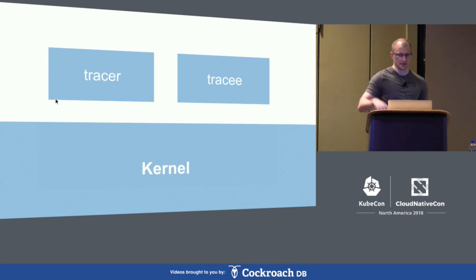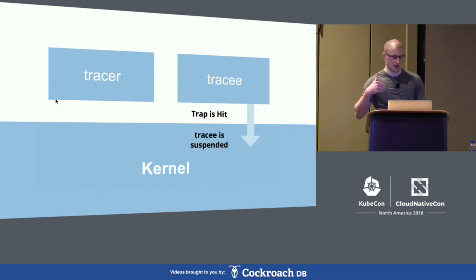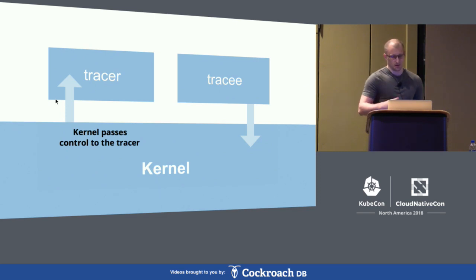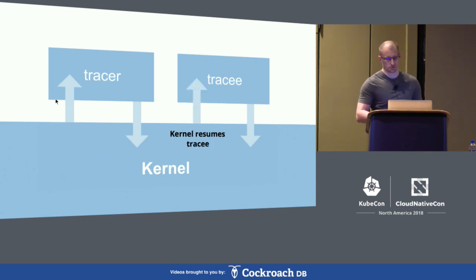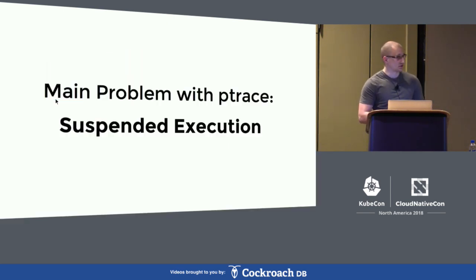In this case, we have the tracee on the right and the tracer on the left. The tracer, you can just think debugger. There's a breakpoint set in the tracee, so that once that trap is hit, the tracee is suspended, the kernel takes over execution, sees that the program is being traced, and hands control over to the tracer program. Then sometime later, maybe seconds, minutes, hours later, the tracer will yield control back to the kernel via syscall, and then the kernel will resume the tracee.